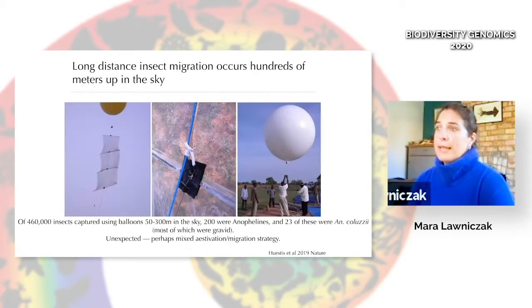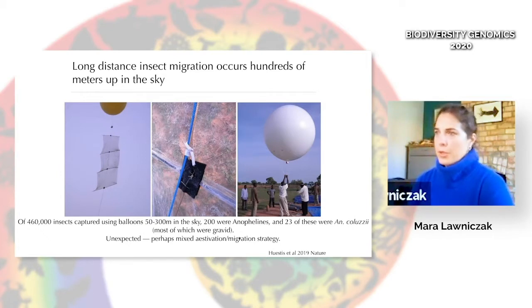The same group that discovered that did some follow-up work where they released helium balloons with sticky papers up into the sky, very high, 50 to 300 meters in the sky. They did this over years, and they caught over 400,000 insects. Only 200 of these were Anopheles, and 23 of those were actually Anopheles Kalutsi, which was a little bit surprising considering what I just told you, where we think that it's Gambi that does the long distance migration.